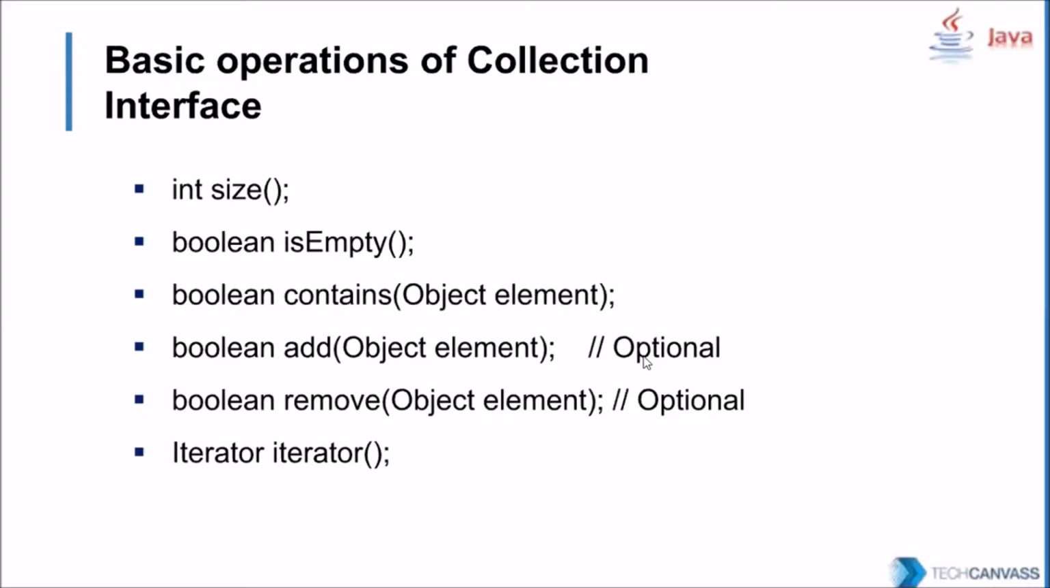Similarly, for an example, we have add object element. It is used to add elements to a particular list or to a particular collection. And remove, for that matter, will remove a particular element from that list. So over here, either we can give the index or we can give values depending upon what collection method we are using.